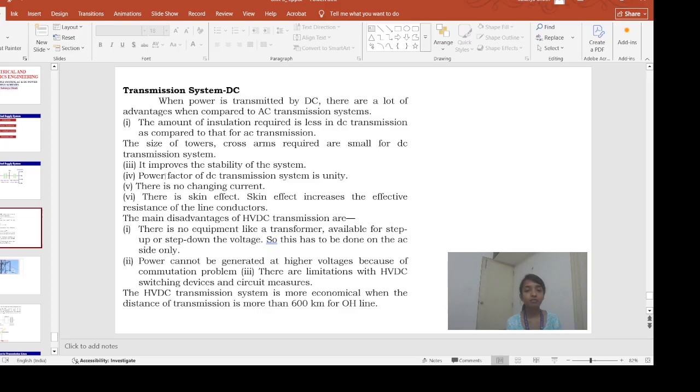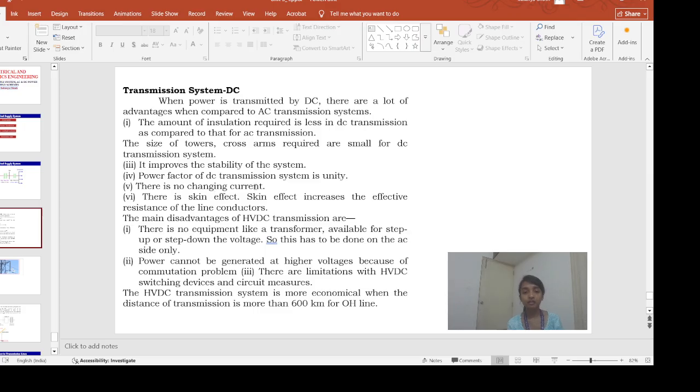Next advantage is that the power factor of the DC transmission system is unity. Why? Because in DC transmission, the voltage and current are in phase. We don't have any concept of reactive power in DC. That means there is no concept of capacitive or inductive power. There is no phase difference in DC, so phi is 0 and the cos phi term is 1. We know cos 0 is 1.